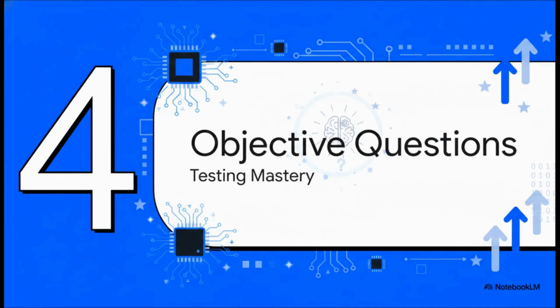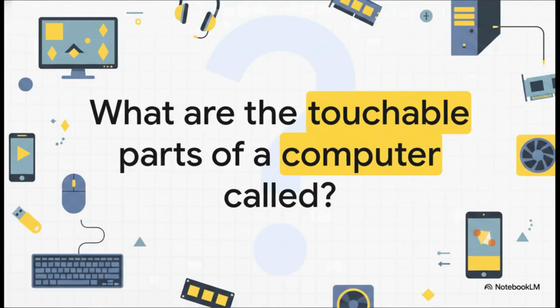Which brings us to Section 4, Solving the Objective Questions. Time to test ourselves. Okay, it is time to actually put what we've just reviewed into practice with some textbook exercises. We'll do multiple choice, fill in the blanks, matching, the whole shebang. So, here's our first multiple choice question. What are the parts of a computer that you can touch and feel called? Is it A, software, B, hardware, C, operating system, or D, application? Take a quick mental guess based on our definitions before I reveal the answer.